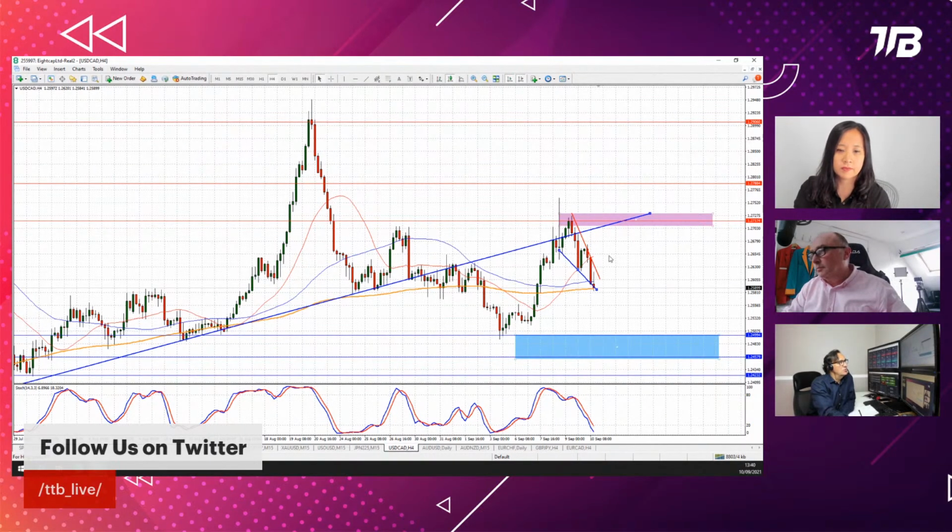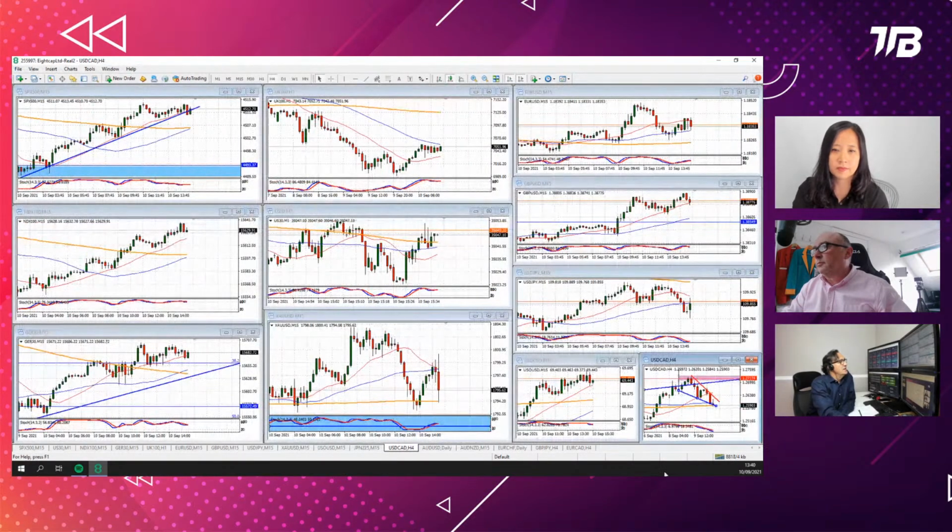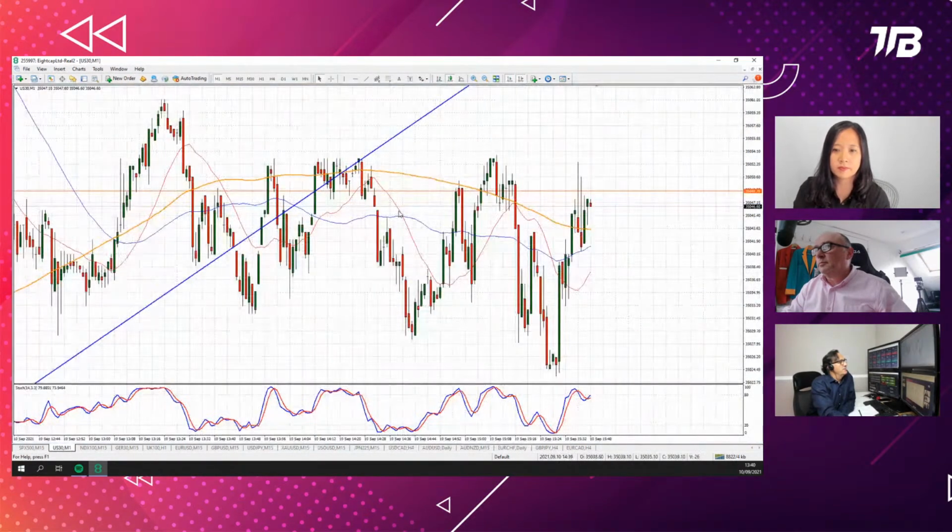So that's why we have these two conditional orders. Take profit here for the long or take profit here for the short. None of them were triggered. I don't want to go into too much detail on that. And my Dow trade, I agree with Andrew.